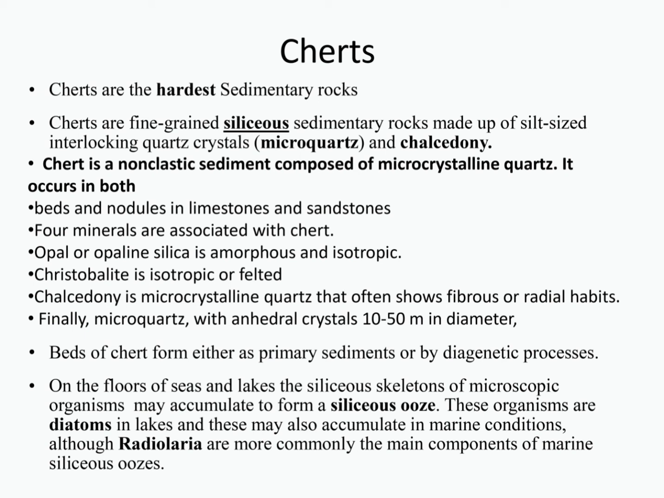With anhedral crystals that are 10 to 50 micrometers in diameter. We will discuss the opal, cristobalite, chalcedony and microquartz. Now the beds of chert form either as primary sediment or by the diagenetic process.